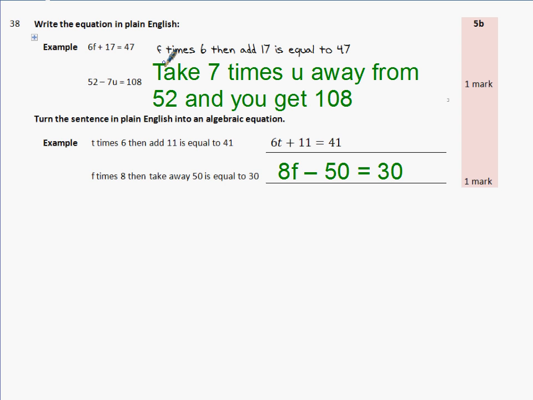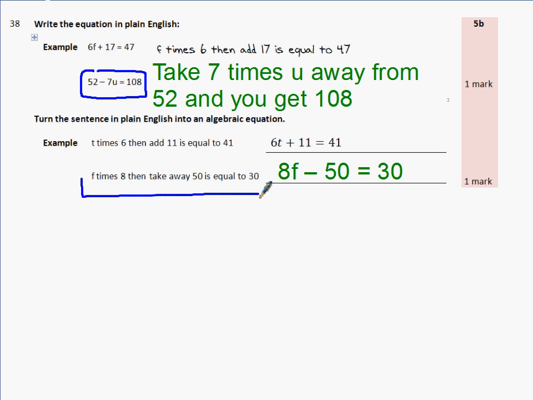This is really easy, I won't spend long here. Translate this equation into English. Various ways you could say it. One that I've suggested is you take 7 times u away from 52 and you get 108.